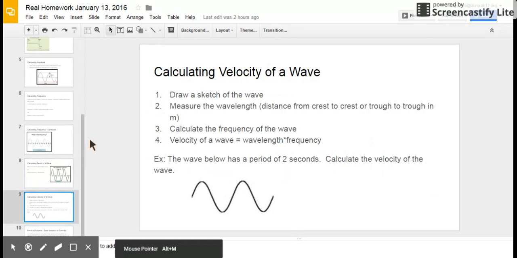All right, next. To calculate velocity, you draw a sketch, you measure the wavelength here, you calculate the frequency, which is 1 over wavelength, and then you do velocity is wavelength times the frequency. So the example is the wave below has a period of 2 seconds, calculate the velocity of the wave. You guys can go ahead and print this out and measure it.